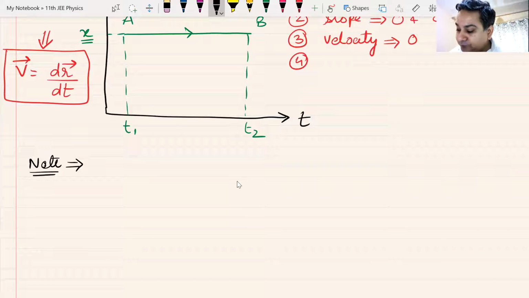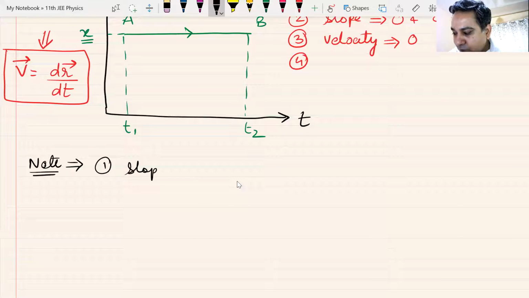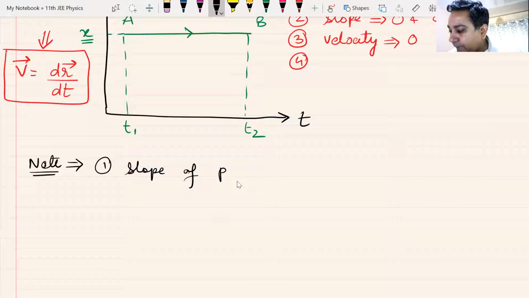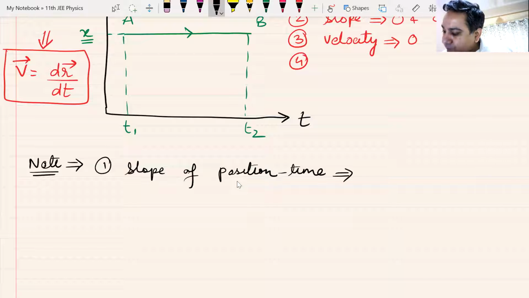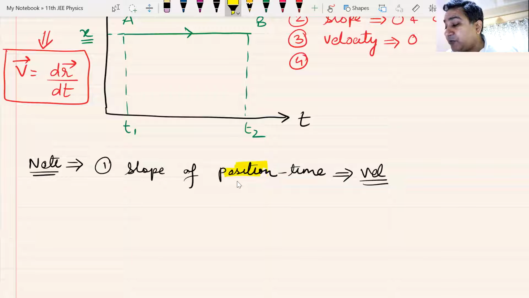Note number one. Slope of position time graph gives us what? It gives us velocity. Remember, beta, I'm very peculiar. I have written slope of position time graph.